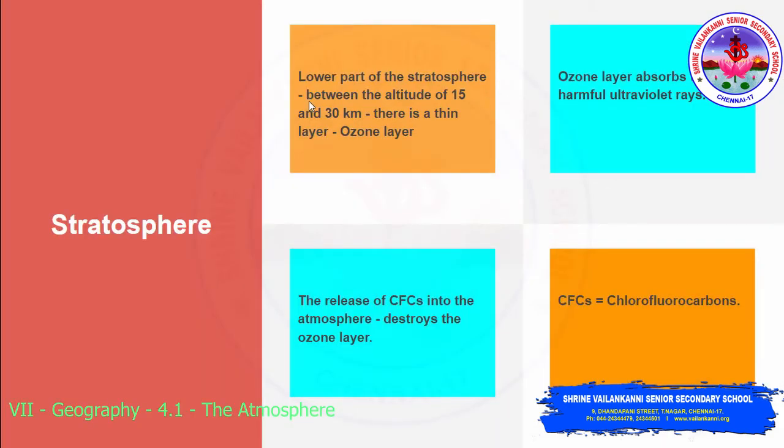In the lower part of the stratosphere, between the altitude of 15 and 30 kilometers, there is a thin layer of the gas ozone. This ozone plays a very important role, that is, it absorbs the harmful ultraviolet rays.